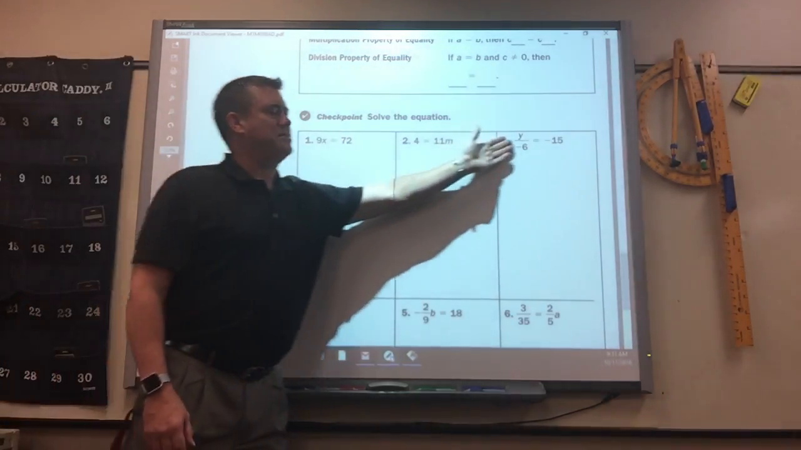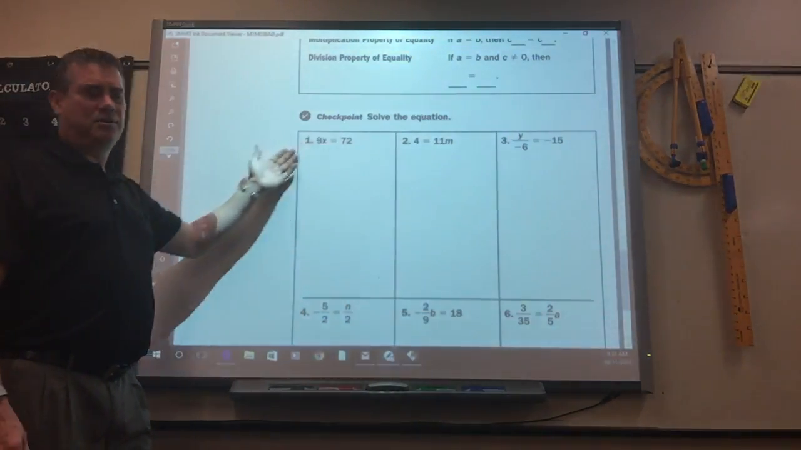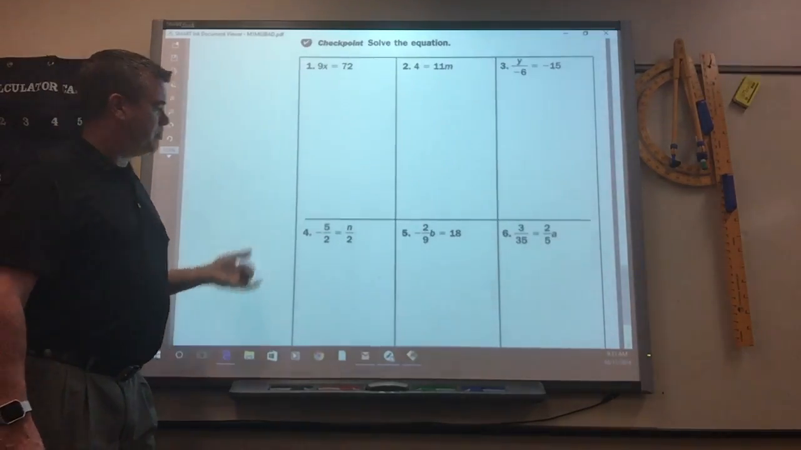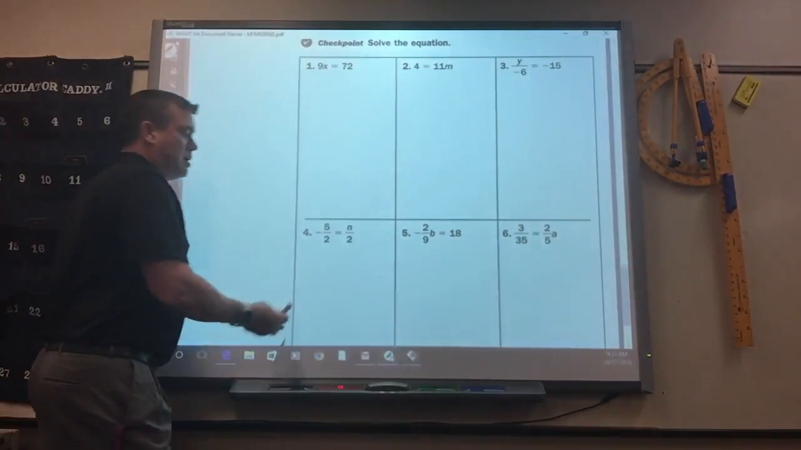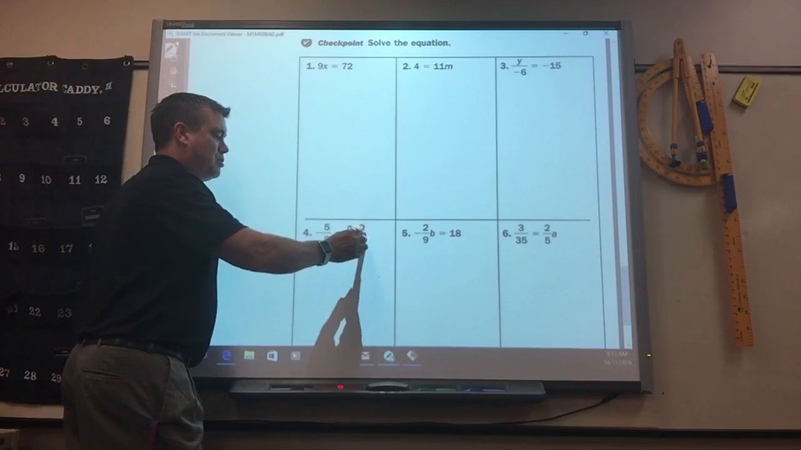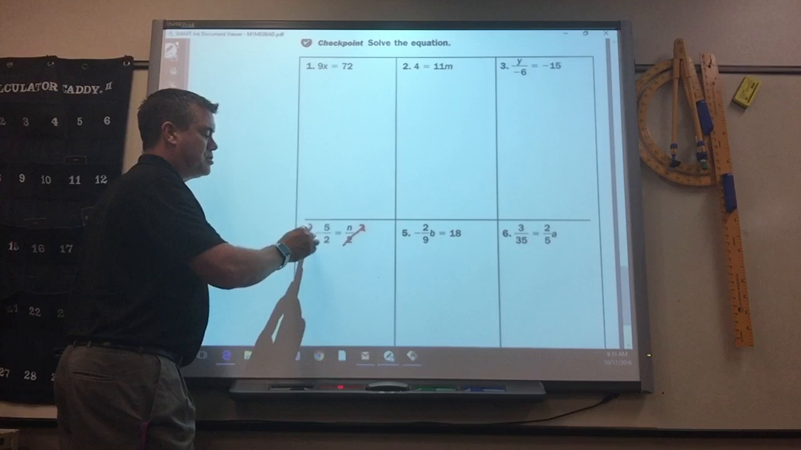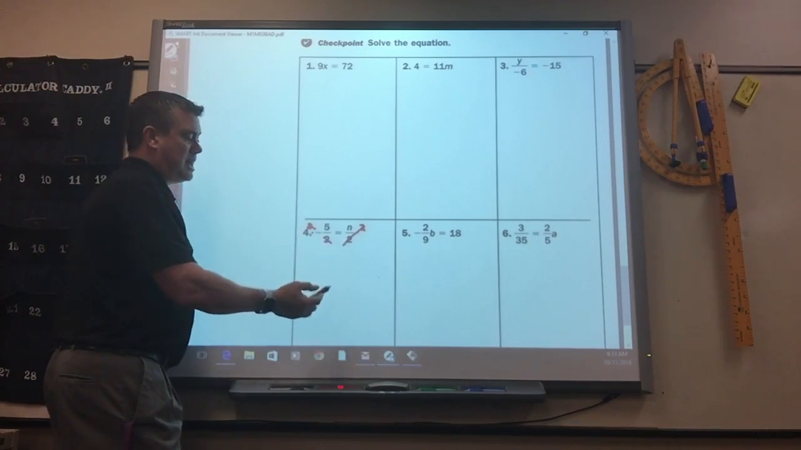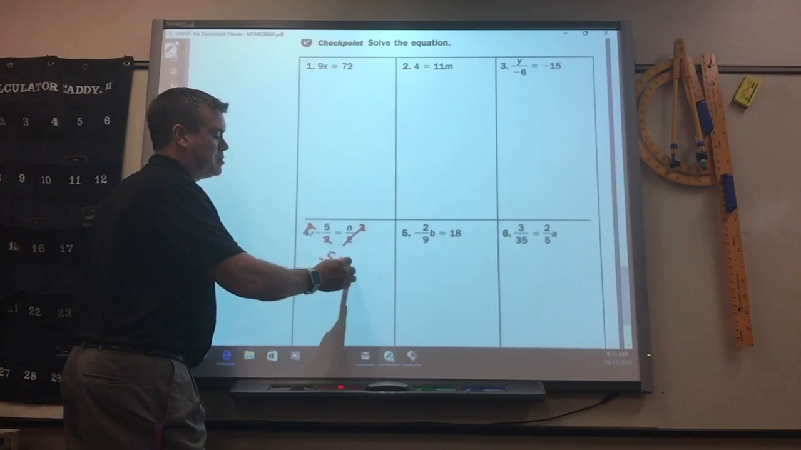So, again, these are simple, I think, right? I don't need to go through those. This one, to get the n by itself, I would just take it times 2, times 2, and the 2's would just cancel, leaving you with -5 equals n.